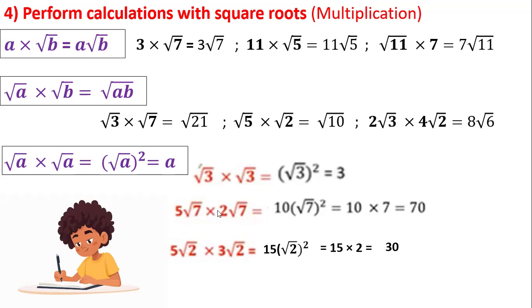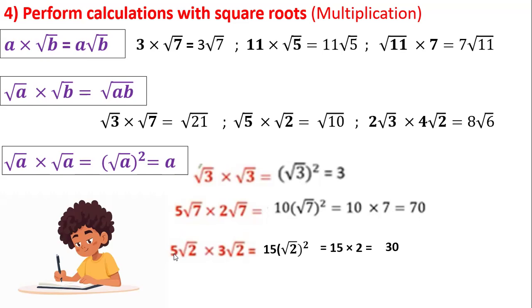5 radical 7 times 2 radical 7. As I said, whenever we have coefficients, first we multiply the coefficients. 5 times 2 is 10. Radical 7 times radical 7 is radical 7, all of it squared. Here the 10 is outside, so it stays as 10. The squared cancels the radical. The 7 gets out as 7. But since outside I have 10, we multiply 10 times 7 is 70.